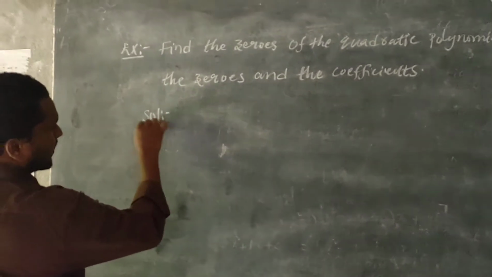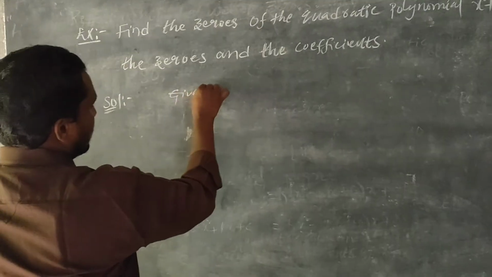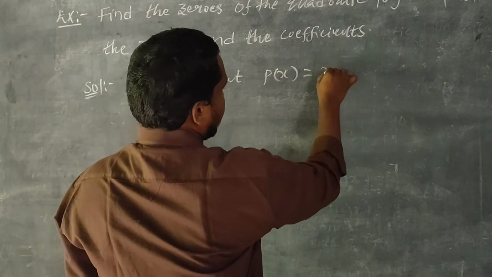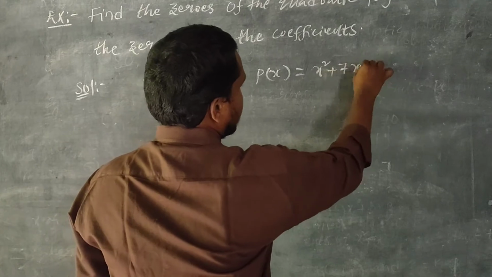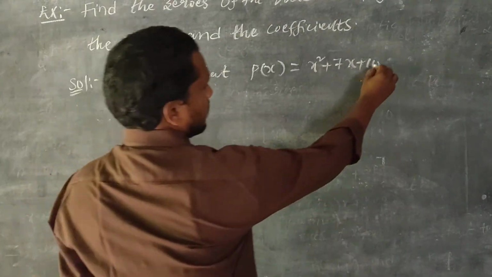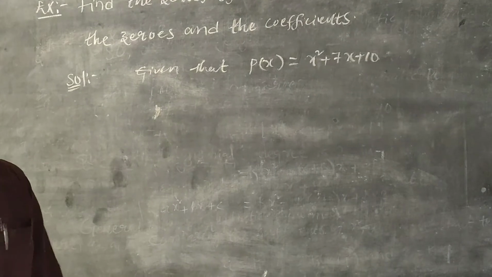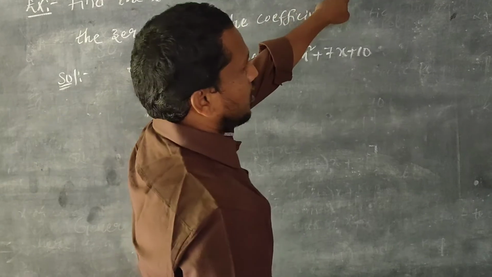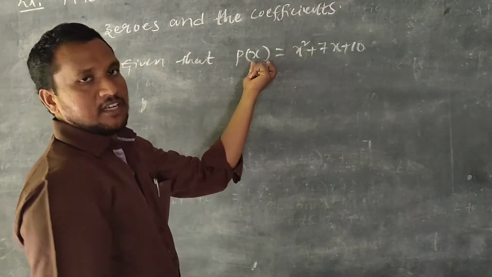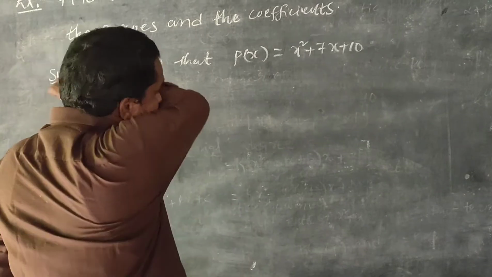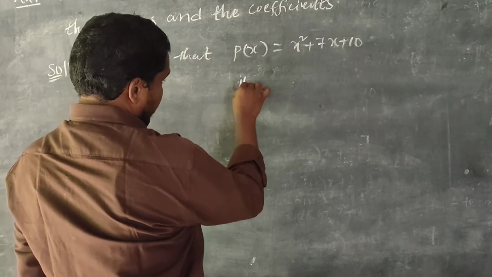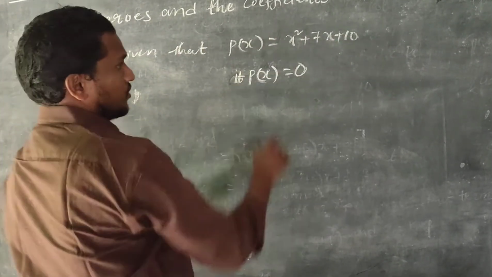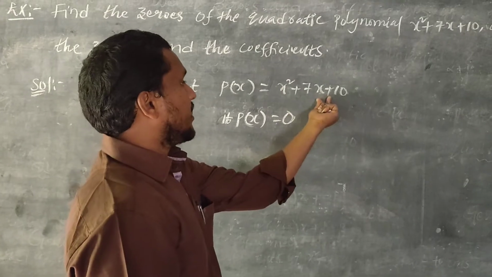Solution. What is the given polynomial? Given that p of x is equal to x square plus 7x plus 10. To find the zeros of the given quadratic polynomial, we put p of x equal to 0. So the value of x square plus 7x plus 10 is 0.